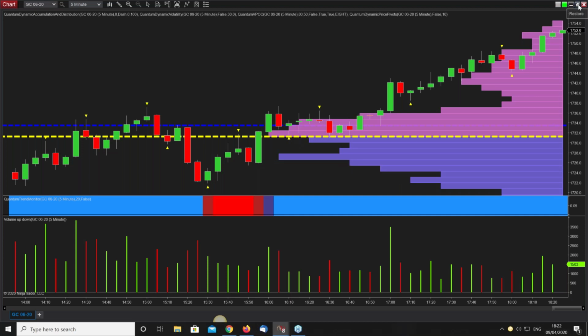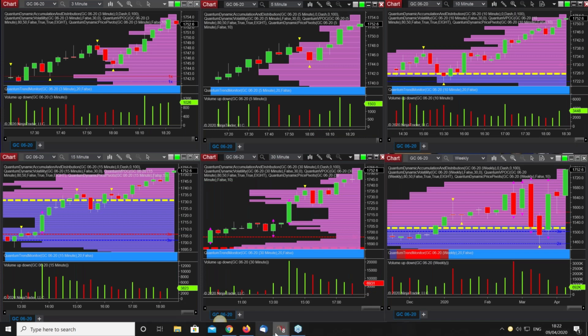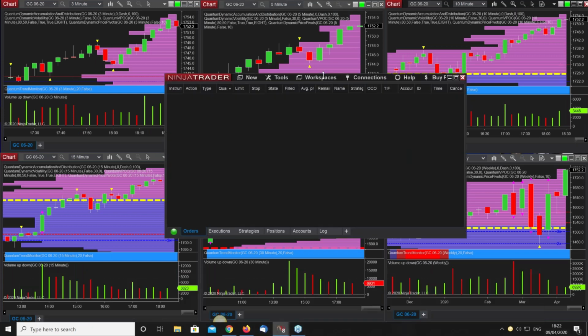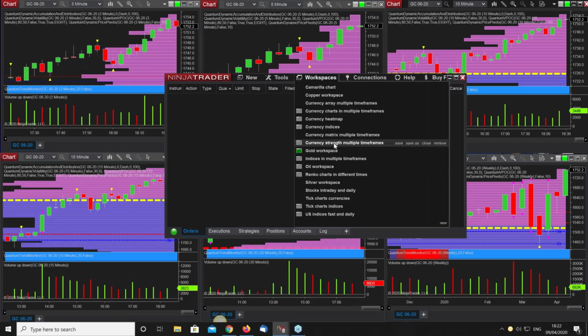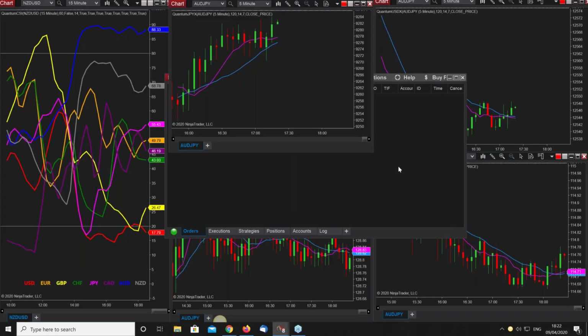And of course, what you'd also be looking at in this scenario is you'd want to know what's going on in the dollar. So let's have a quick look and see what's going on in the dollar. Currency indices, where are we? There we go.